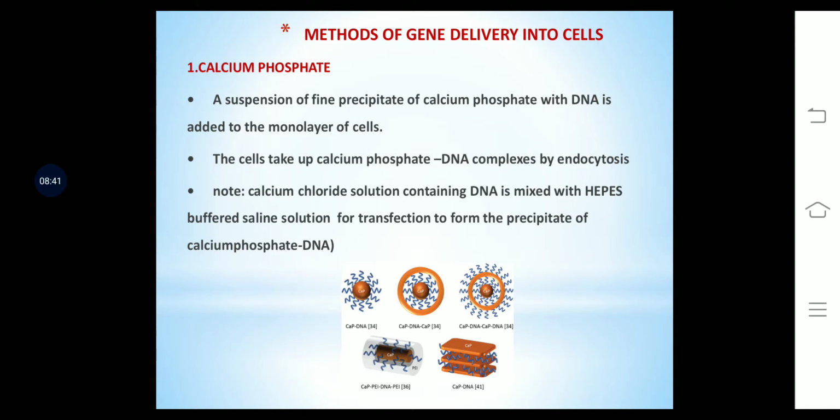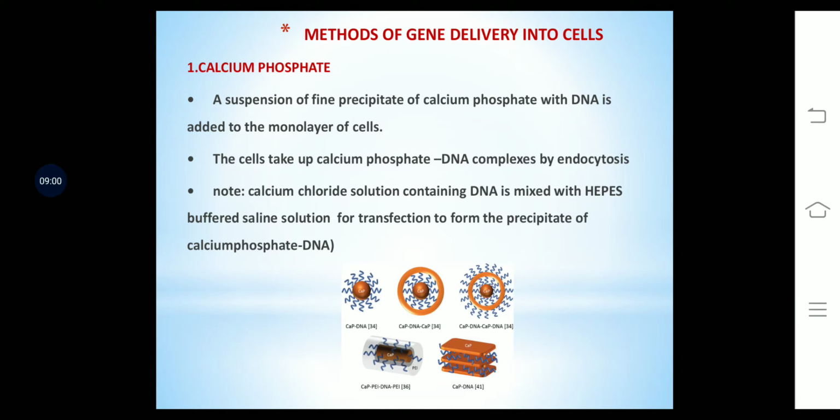Here what we do, we make a complex using calcium phosphate and DNA. So if there is a layer of DNA, which is shown in the picture, the orange colored one is the DNA. If it is calcium phosphate, you have the DNA layer, then again calcium phosphate, then again the DNA layer. So you make a mixture basically. Then what happens? You transfect the cells. So this is taken up by endocytosis inside the animal cells, and you have the entry of the DNA.